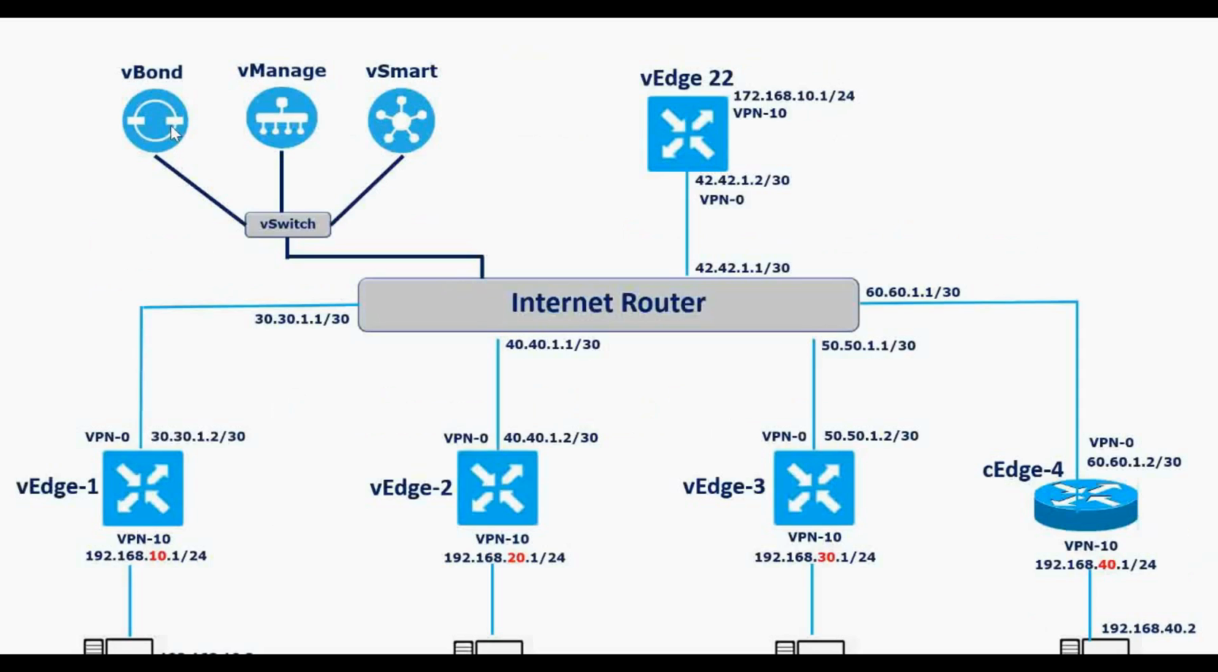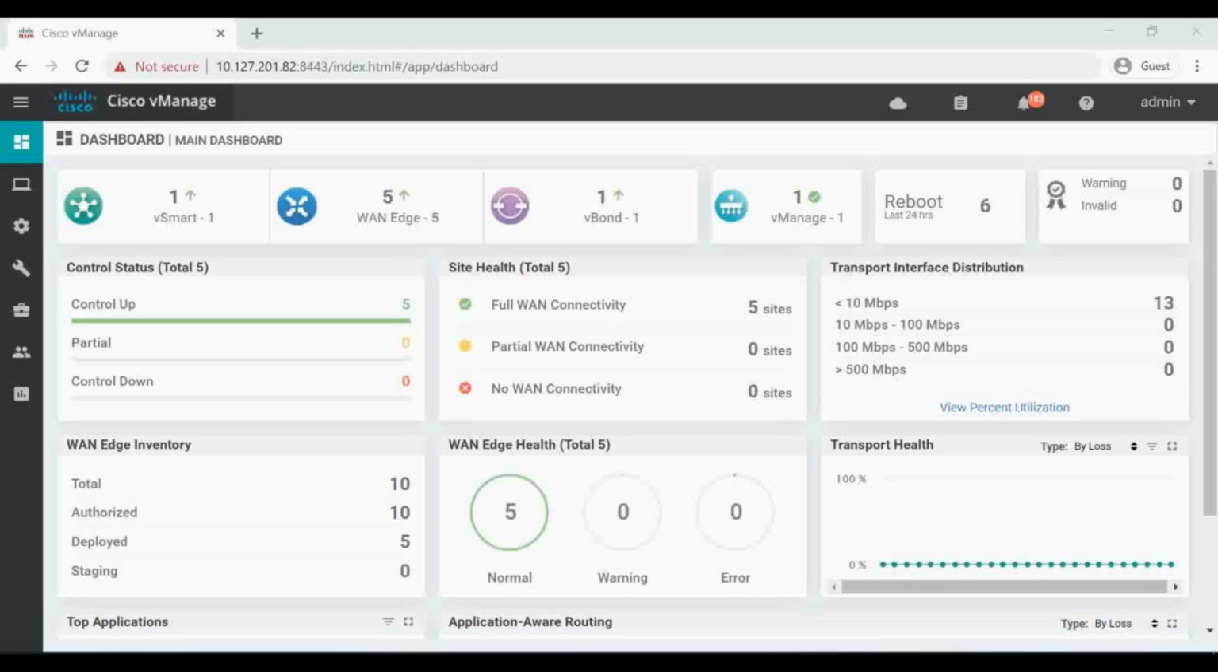I have the controllers in the top. I have VH1, VH2, VH3 and 4, and also I have VH22. So in this lab we will attach one common device template to VH1, 2, 3 and VH22, and we need to enter these WAN IPs, this service VPN IPs, using the CSV file.